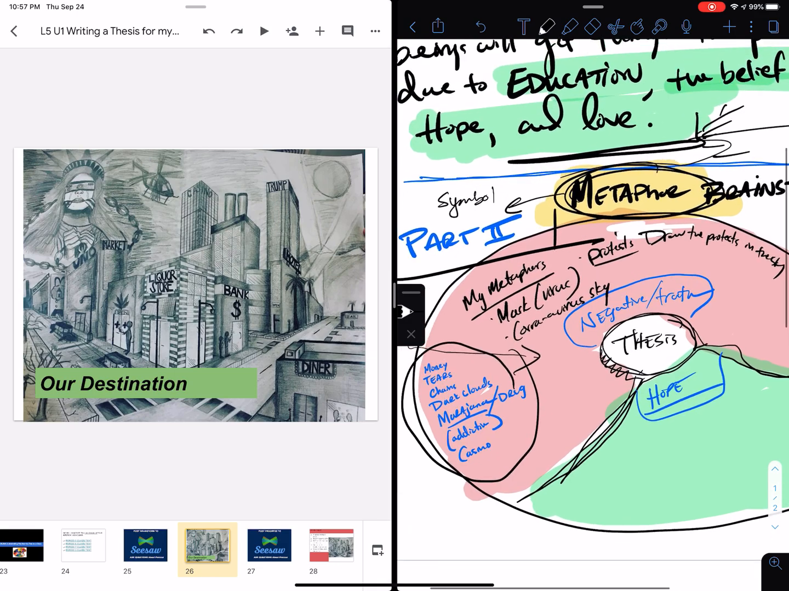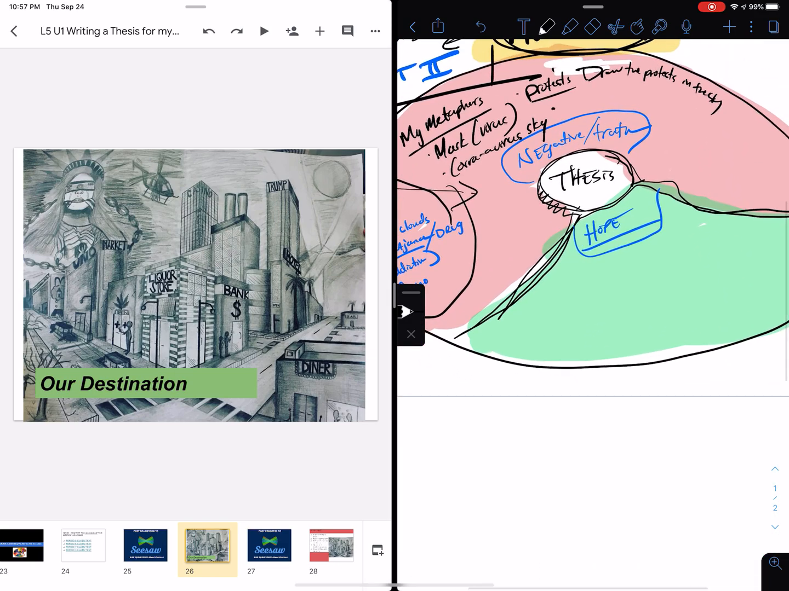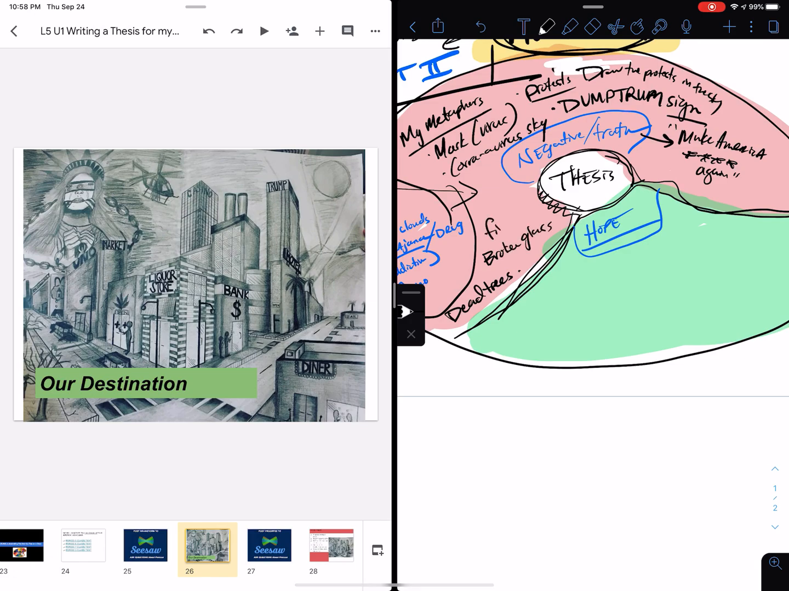Let's see, some of the negativity. So Trump, dump Trump. Maybe I want to draw a dump Trump sign, because there's really no limit. But this idea of make America whatever again. So I'm thinking a lot about signs. Don't get stuck in the sign trap, because you also want to think about things. I really like what Donna did with these dead trees. Maybe I can have broken glass, fires. I'm not sure. Maybe helicopters.